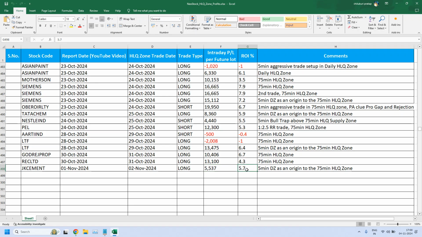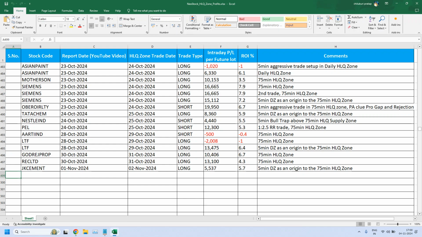Of course, ROI is 5.7%. Whether you take one future or 2 futures, ROI does not change. ROI is calculated based on 1 future's margin cost. Whether you take 2 futures, ROI is still only 5.7%. But your overall profit will increase. Because you invested 2 lakhs, you would have got 11,000 rupees profit. So this is a successful trade.